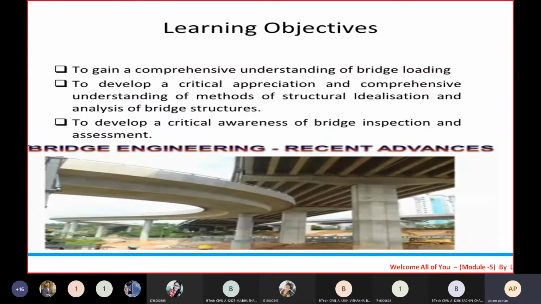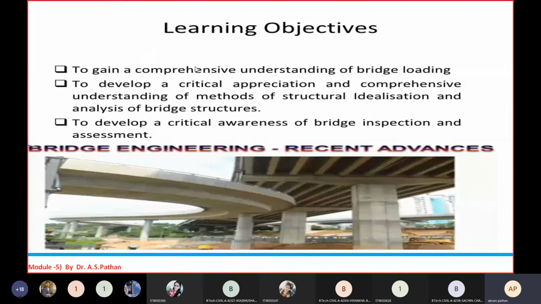Now the content of our construction technology has certain learning objectives. As far as bridge engineering is concerned, as per your syllabus, we have only the aspect of bridge construction, but we have covered a lot of other information related to bridge construction also. So what are the learning objectives from today's article?